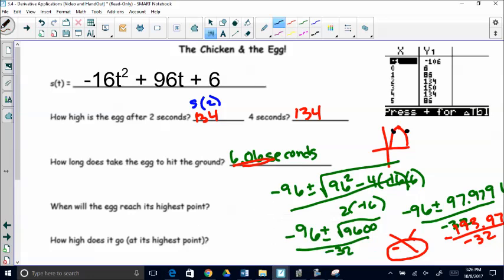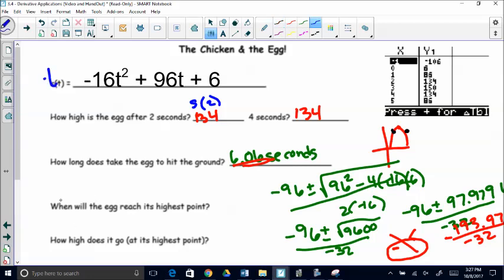So then it says, well, when does the egg reach its highest point? Well, of course, you can know that it's symmetric. So if 134 and 134 is on both sides, then the vertex has to be 150. So it has to hit at 3 seconds. That's the simple way of doing it.